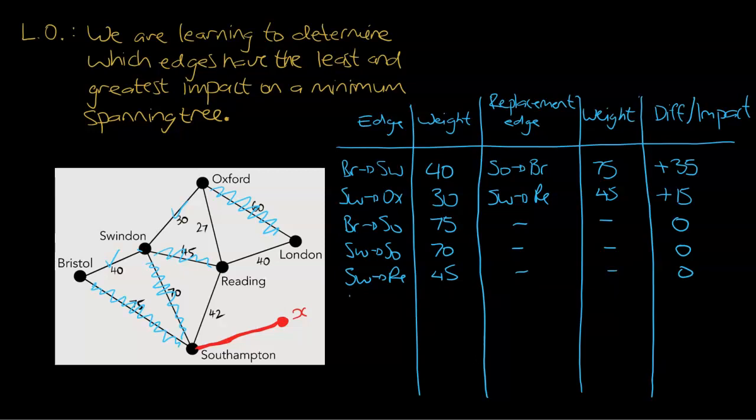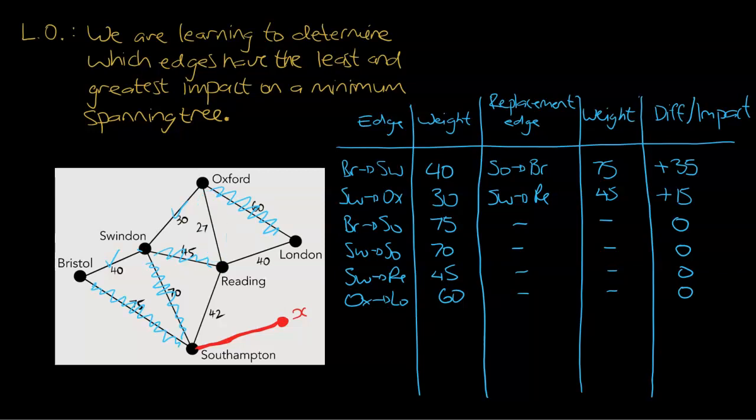And then finally, let's do the same for Oxford. Oxford to London, 60, and again, dash, dash, 0, no impact on our minimum spanning tree. So we've now dealt with all those ones. Let's think about the other ones.